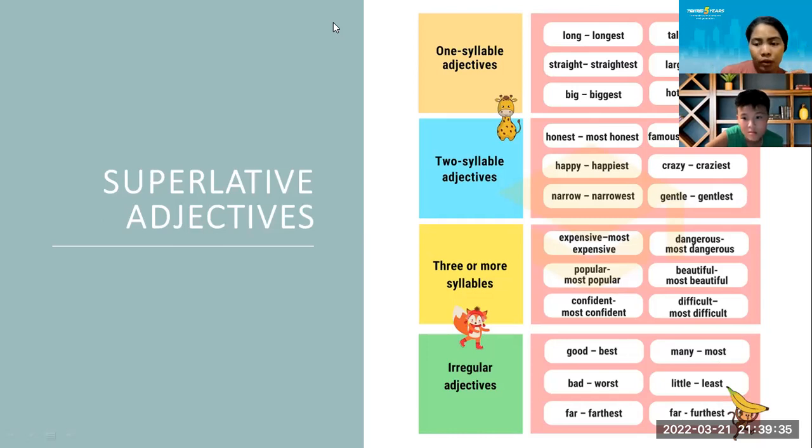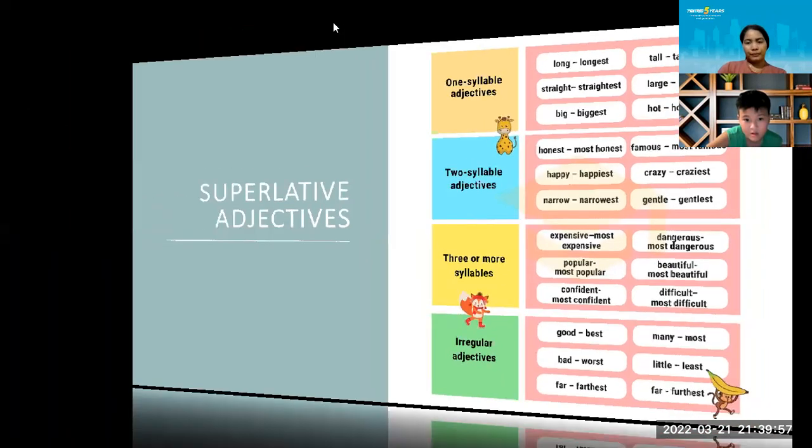Three, we have also the irregular adjectives, right? When we say good, just remember the good is best, right? Bad, that is worst. Far, farthest. Many, most, little, least. Okay? Just remember that as always.